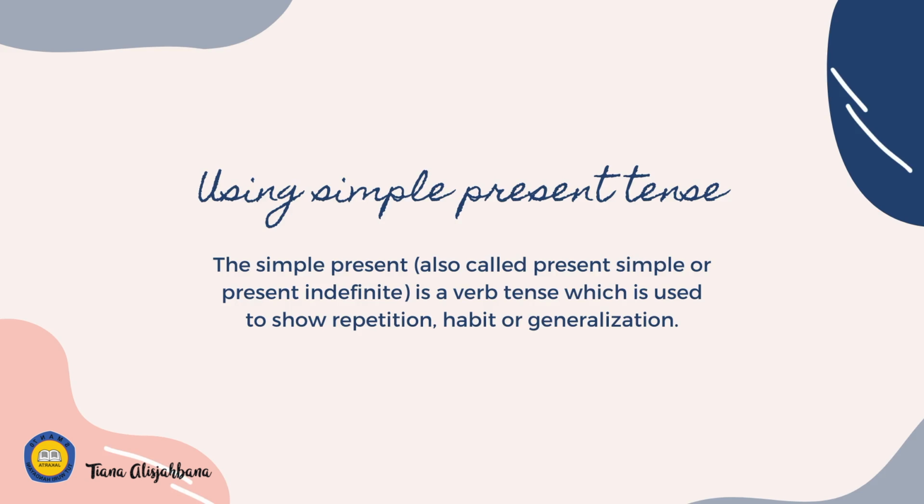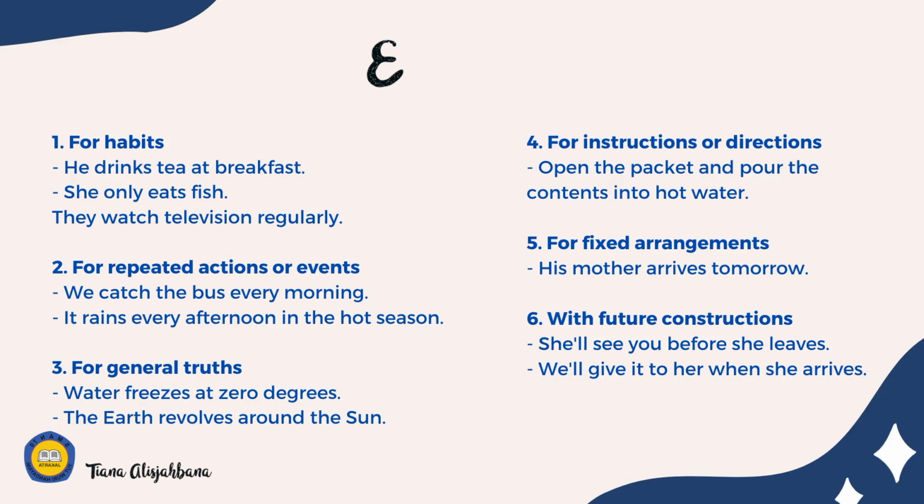Moving on, the next language feature is that an explanation text uses simple present tense. A simple present tense, also called present simple or present indefinite, is a verb tense which is used to show repetition, habit, or generalization. Here are some examples.